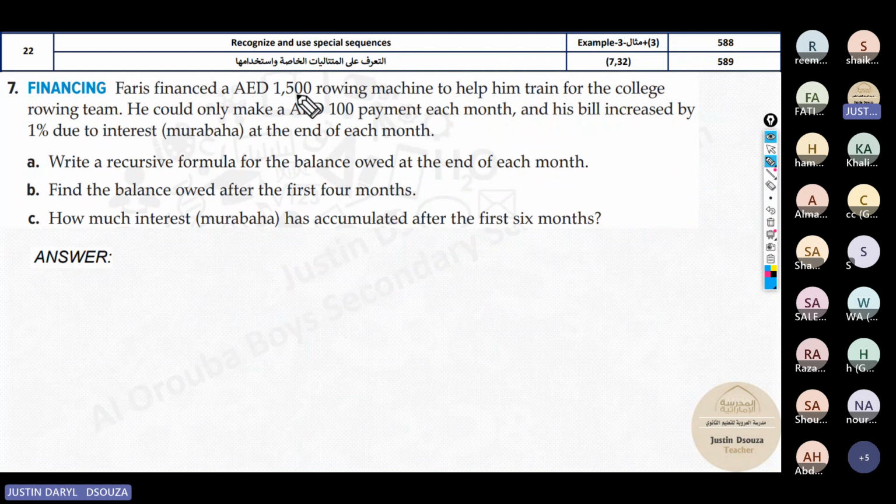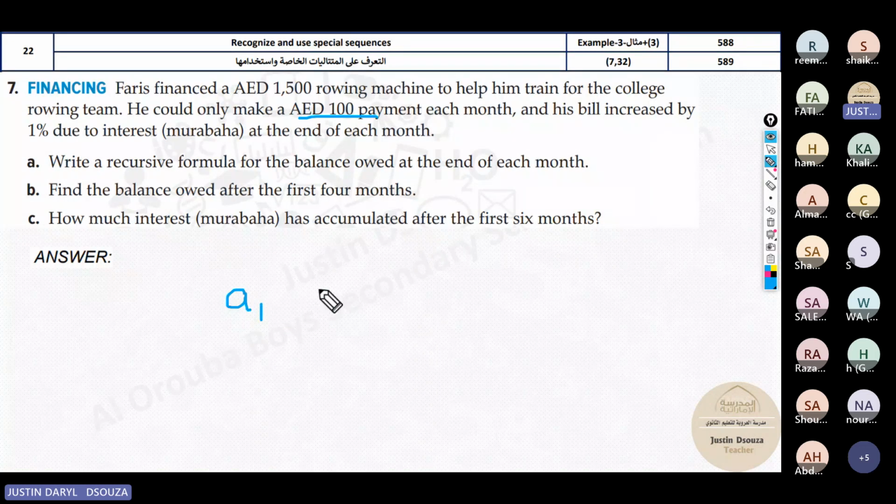Now here, Faris financed a 1,500 dirham rowing machine to help him train for the college rowing team. He could only make a payment of 100 dirhams each month. His bill increased by 1% due to interest, Murabaha, at the end of each month. Now we need to write a recursive formula. So what is the balance, or the amount of money he has? He has borrowed 1,500. I will consider that as the first term, A1, initially.